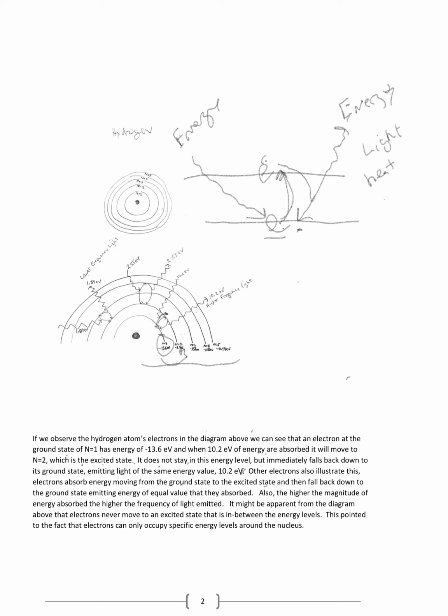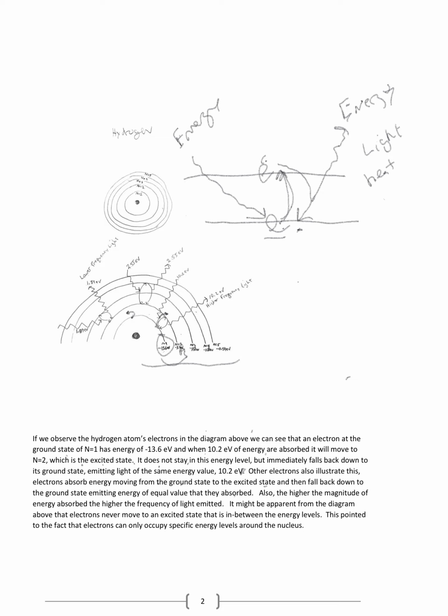Also, the magnitude of the energy absorbed, right? So in other words, if you have a greater amount of energy absorbed, the higher the frequency of light that is emitted. It might be apparent from the diagram above that electrons never move to an excited state that is in between the energy levels. This points to the fact that electrons can only occupy specific energy levels around the nucleus. So you're never going to see an electron moving to in between the energy states.